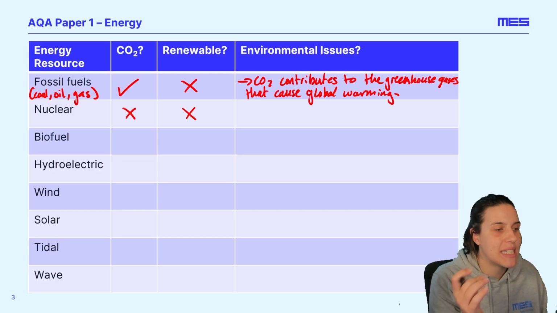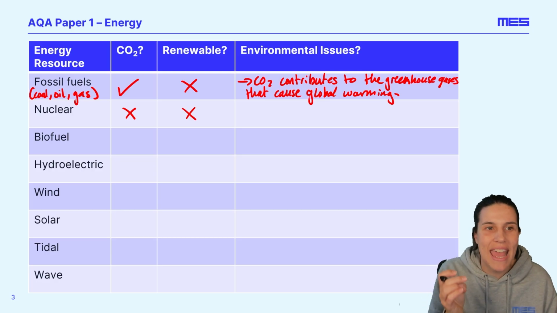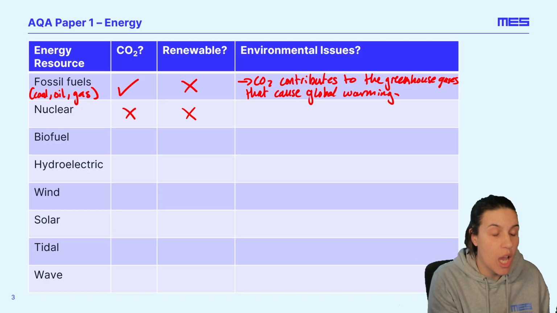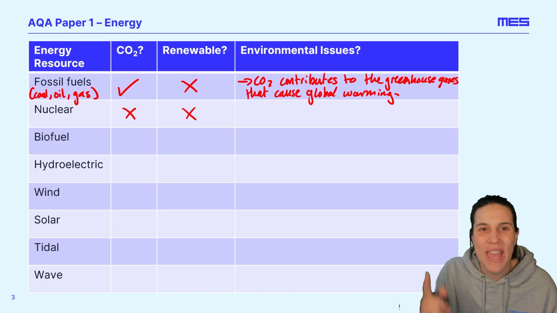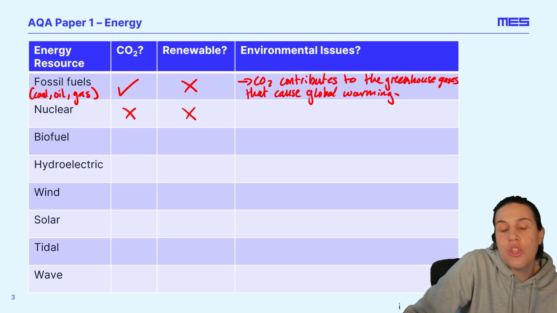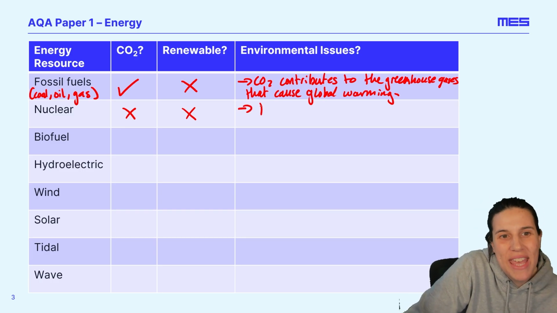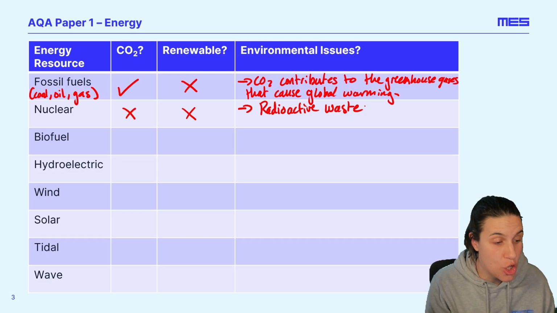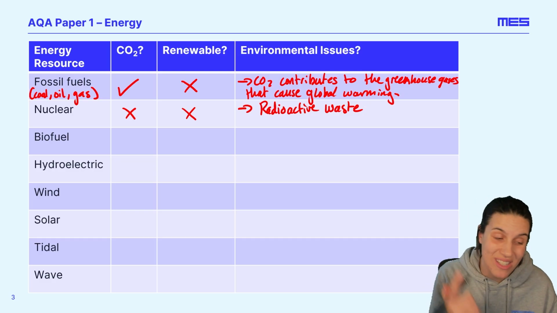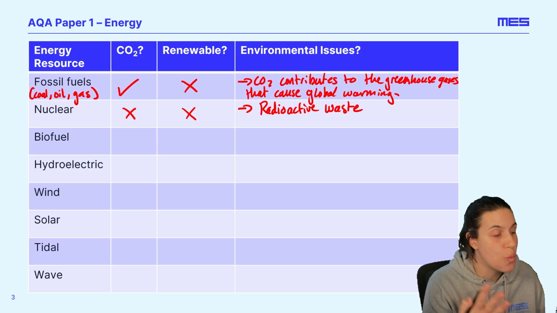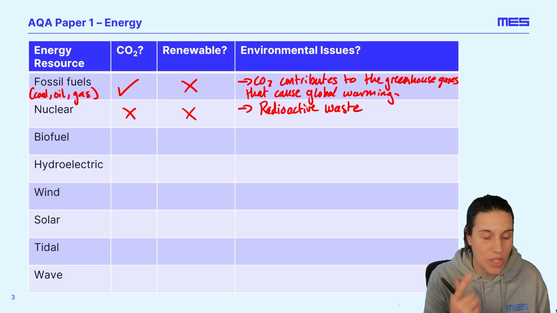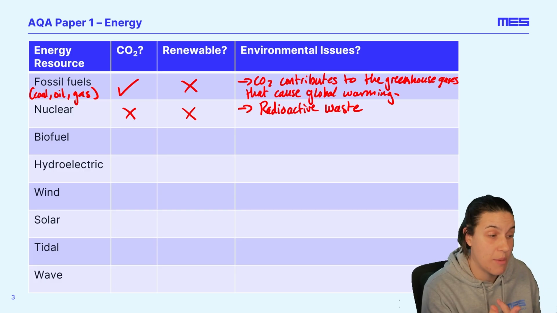So this is a really common misconception. Students think that just because something doesn't produce CO2, then it must be renewable. It's not true. Nuclear doesn't produce CO2, but also isn't renewable. The main environmental issue with nuclear power plants is that we get radioactive waste. And that can be really harmful to the environment. We have to find something to do with it. We normally bury it deep underwater or deep underground. We could also say that nuclear power plants cost a lot of money, and they also have a very long decommissioning time. It takes a long time to decommission them.